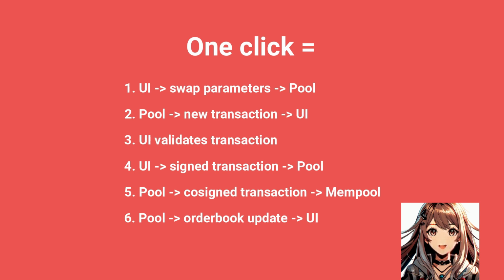Step 5. Crystal Pool receives a swap transaction signed by Bob, adds its own signature, and submits it to the Ergo network if there is some free space in the mempool, or saves it for later. More on transaction caching later. Step 6. Crystal Pool notifies Bob about an order book change.